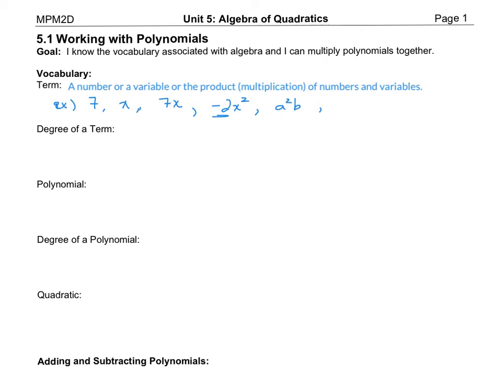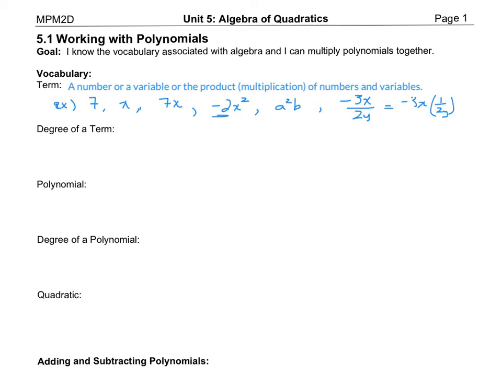You could even have something like negative 3x over 2y. When we say product, that really is the product of minus 3x times 1 over 2y. So that's also a term. So with product, you could also have divide. As long as you don't have an add or subtract in it, it's just a single term.